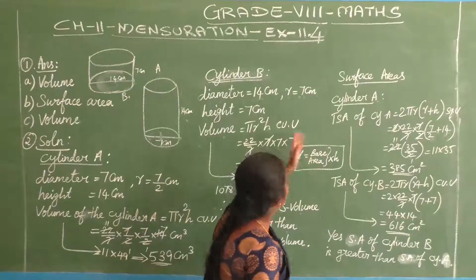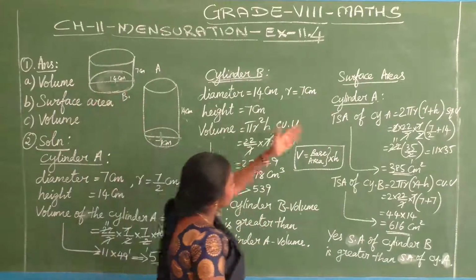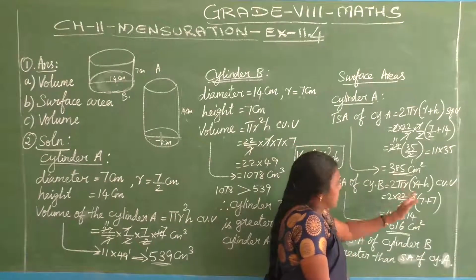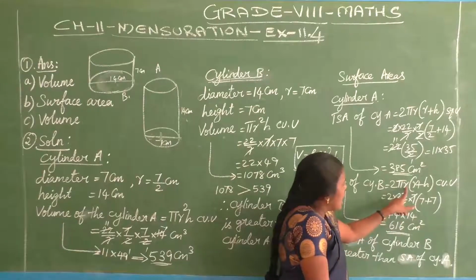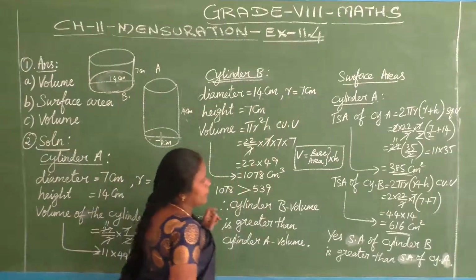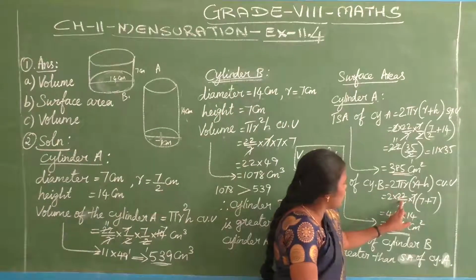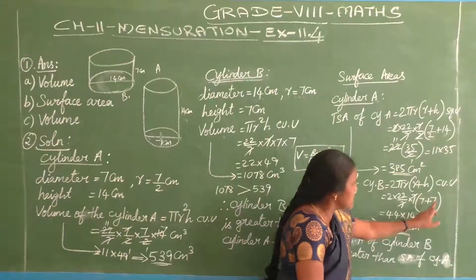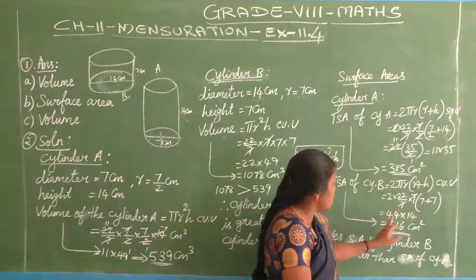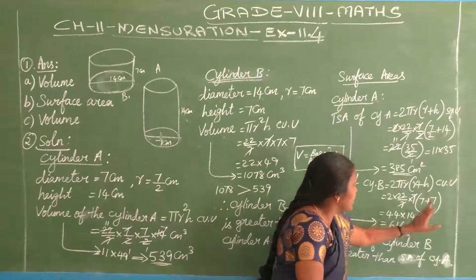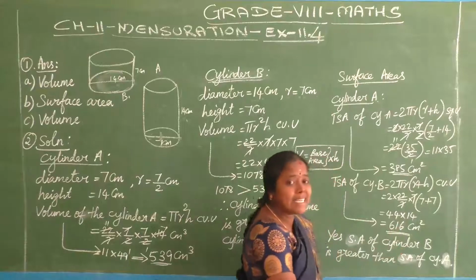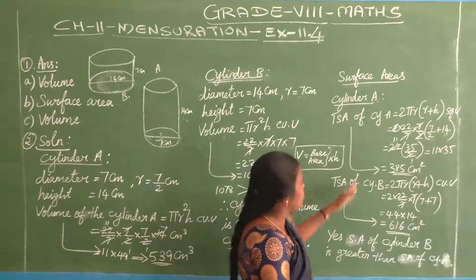Okay, come to the TSA of cylinder B using the same formula, 2 pi r into r plus h. Apply those measurements here. 2 into pi into r value, the radius for cylinder B is 7 centimeter, no? Height also 7. So 2 pi r into r plus h. Outside, this 7 will be cancelled. 2 22s are 44. 7 plus 7, 14. So 44 into 14 is 616 centimeters square. Compare both answers.